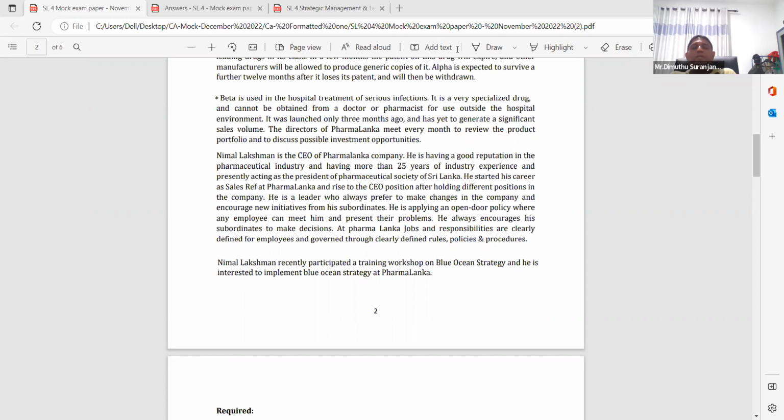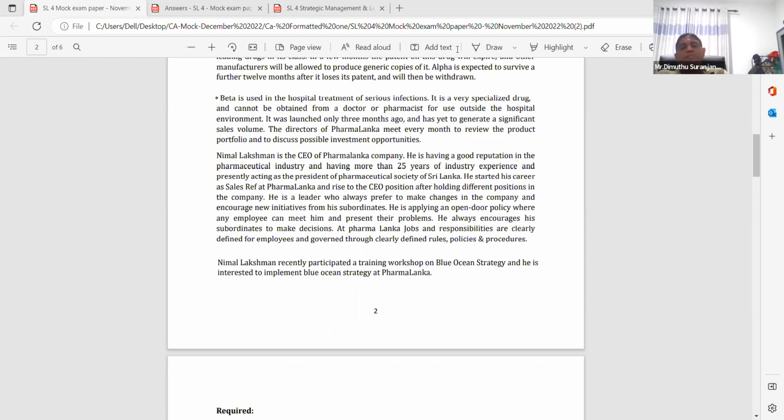He's a leader who always prefers to make changes in the company and encourages new initiatives from its subordinates. Someone who encourages new things. He's applying an open door policy where any employee can meet him and present their problems. Good from employee perspective, anyone can come and present their problems. He always encourages subordinates to make decisions. At Pharmalanka, jobs and responsibilities are clearly defined for employees and governed through clearly defined rules, policies, and procedures. So maybe this organizational culture may be tested. Right.